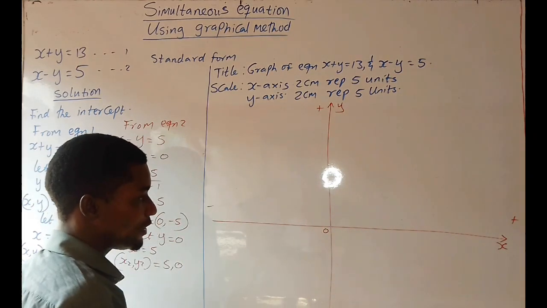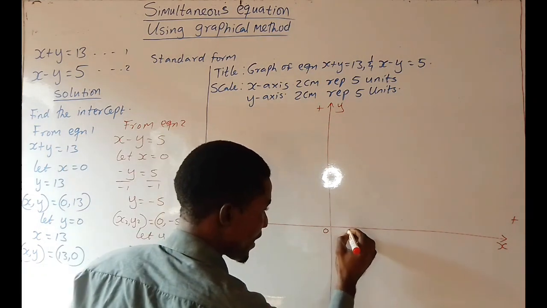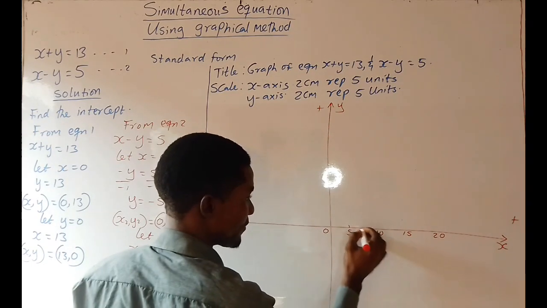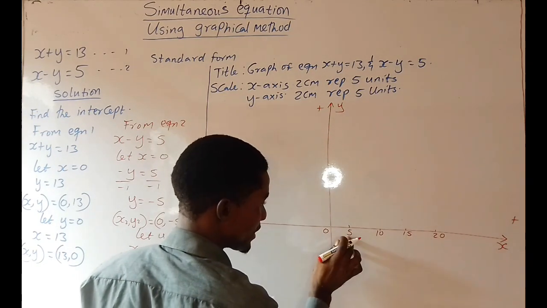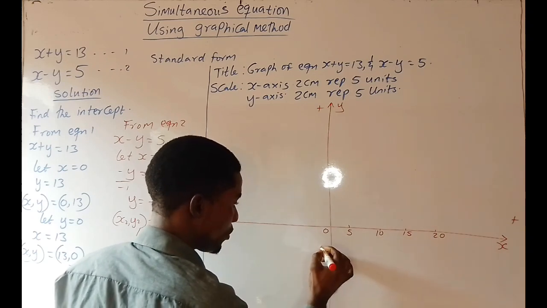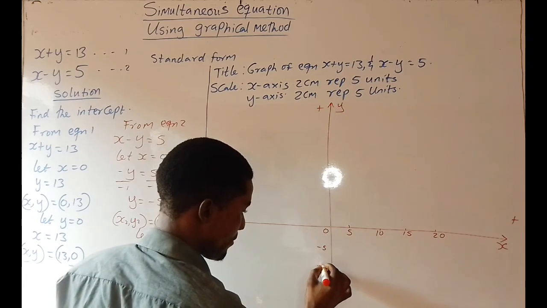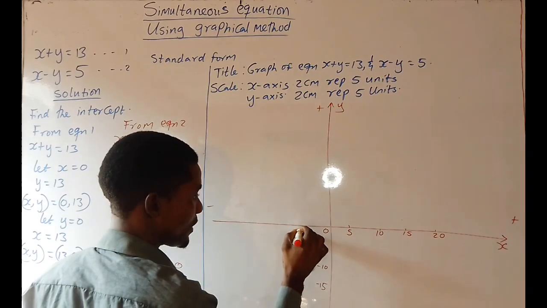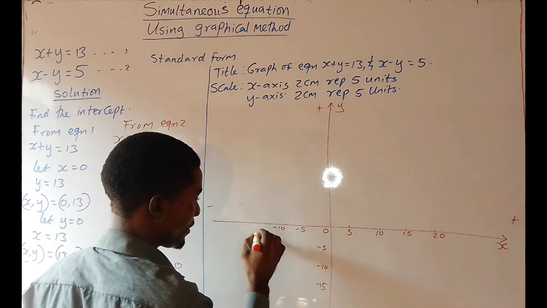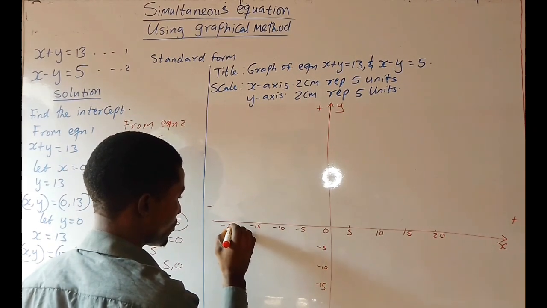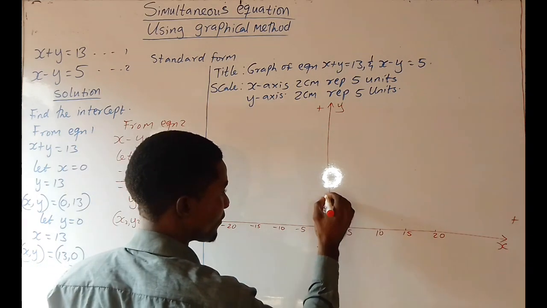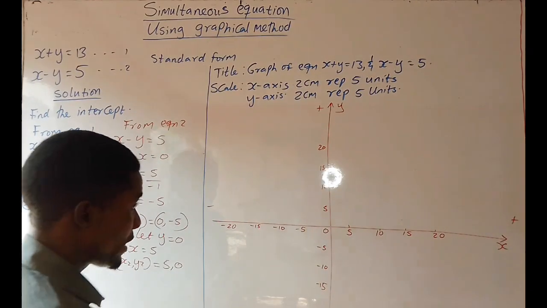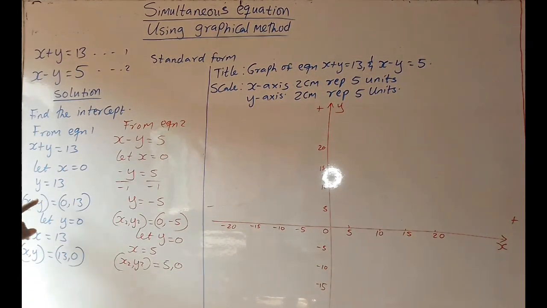Then I have my what? My origin O. So I start with 5, 10, 15, 20. That is a 5 interval. That's what we say, 2 centimeters represent 5 units. So now I have my minus 5, minus 10, minus 15, minus 20. This place will be minus 5, minus 10, minus 15, minus 20. This is 5, 10, 15, 20. Now let's represent the first equation on the graph.